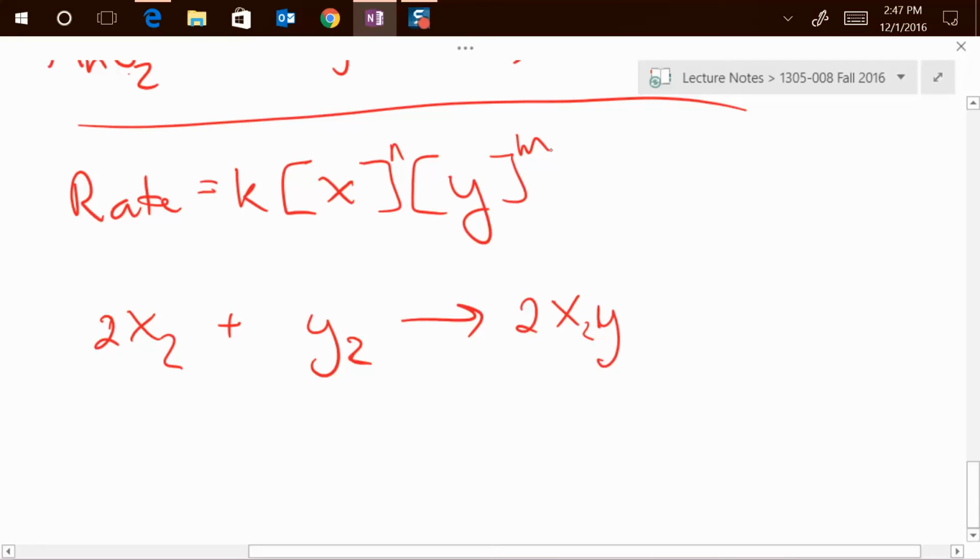Just so I have it in mind, wouldn't it be x squared and y squared though? Not just x and y? Oh, yes, that's true. Okay.